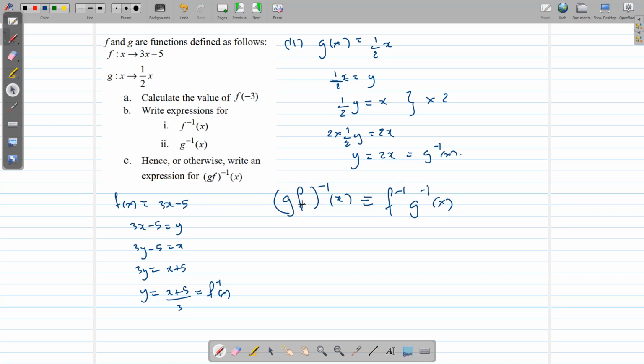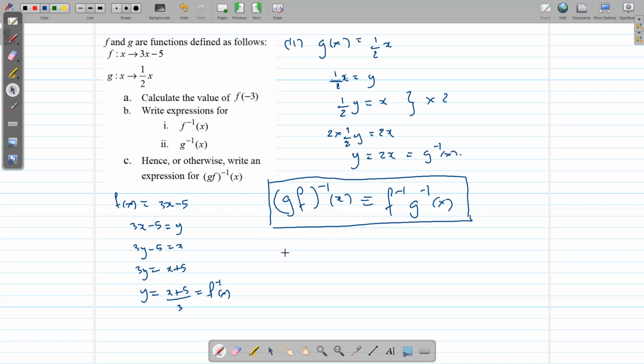So g of f, the composite function, the inverse of that, when we find the inverse of that composite, is the same thing as reversing the inverses in a composite form. So take note of this, because this is something that will pop up every now and then on a CXC paper. So if you're asked to find the inverse of this composite, it is the same thing as using the inverses if you had them already, and write them in reverse order.